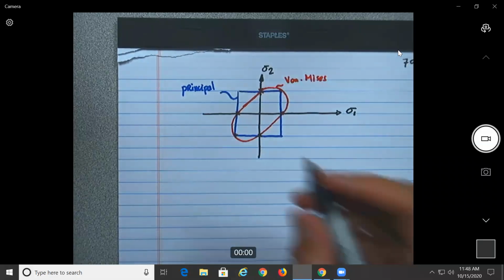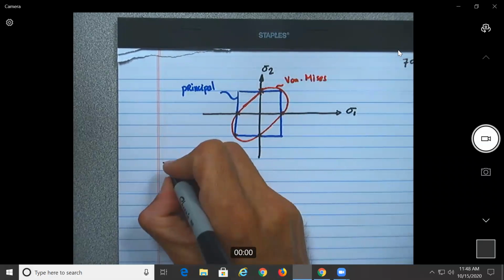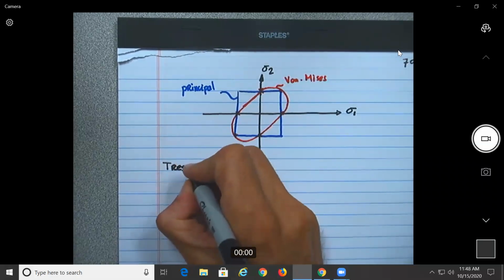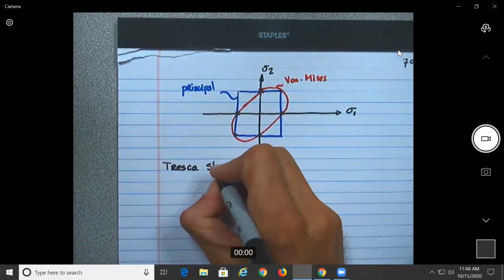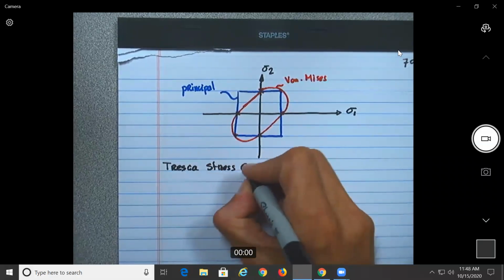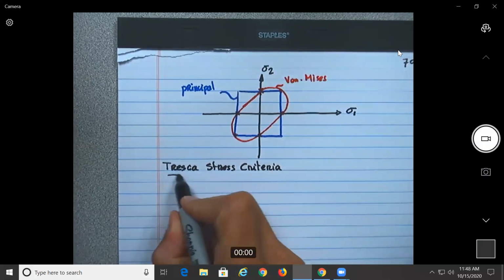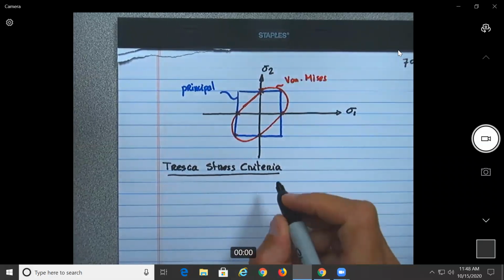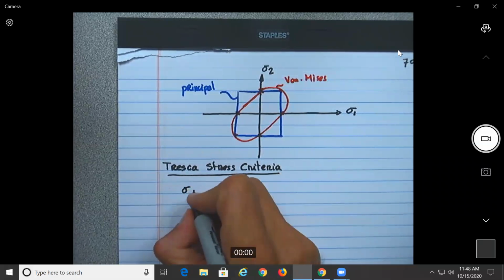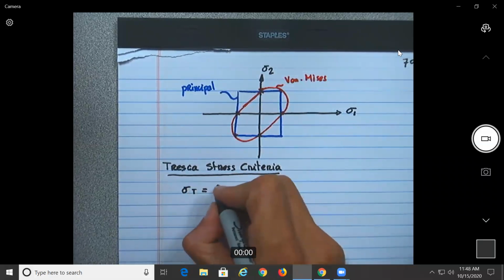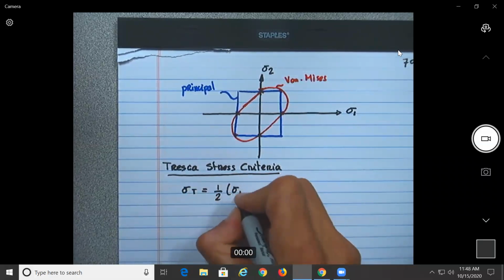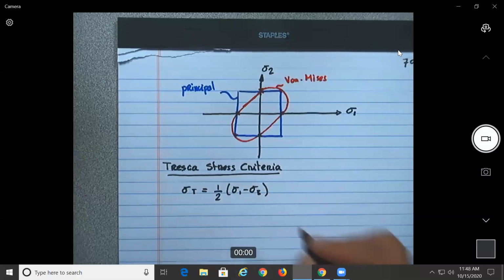It is the Tresca stress criteria, which is what? Sigma of Tresca is equal to 1/2 (sigma 1 minus sigma 3).